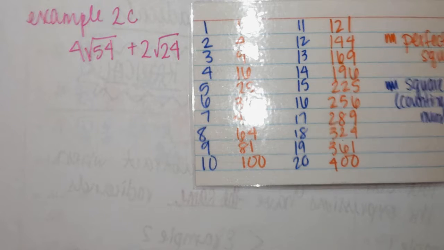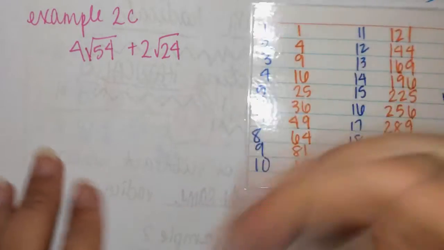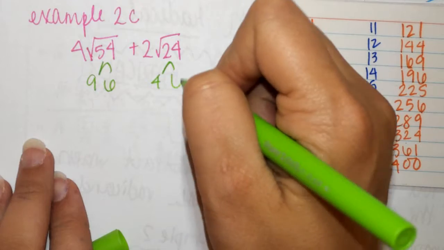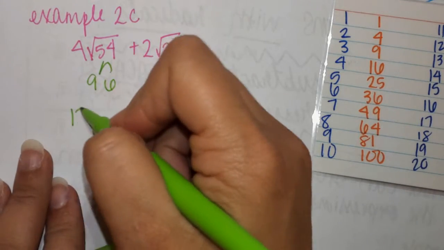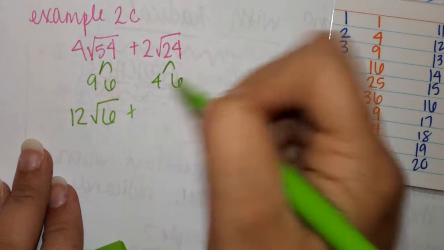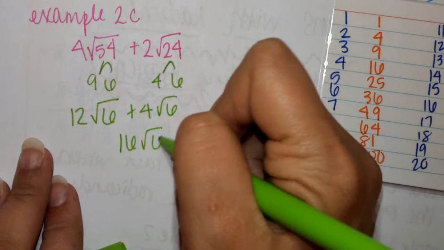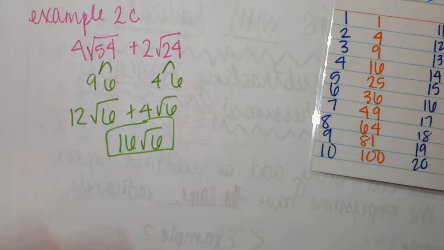Are we done with this problem? Did we get 16 root 6? Good. Woo! Did anybody not get it and we need to do one more? Alright, I really love talking to myself. Let's do one more.